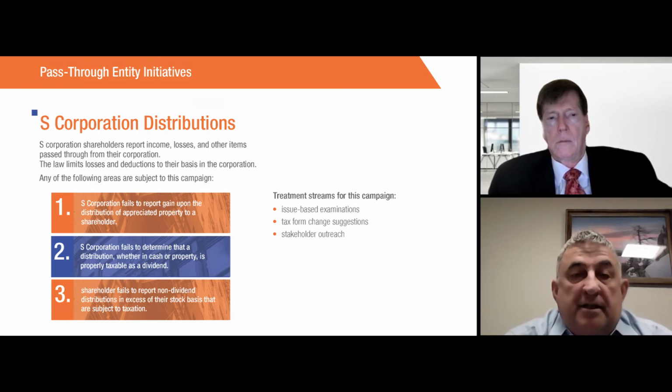When does an S corporation fail to report a gain on distributed property to a shareholder? So this would be an instance where real estate or equipment or any appreciated property is distributed to a shareholder. That is typically going to be a taxable event if it was taxable in the hands of the corporation.